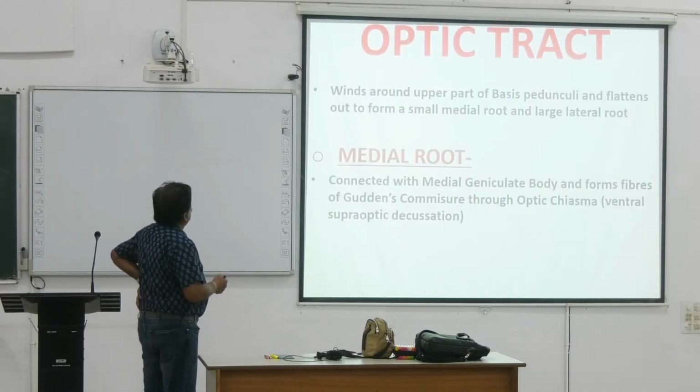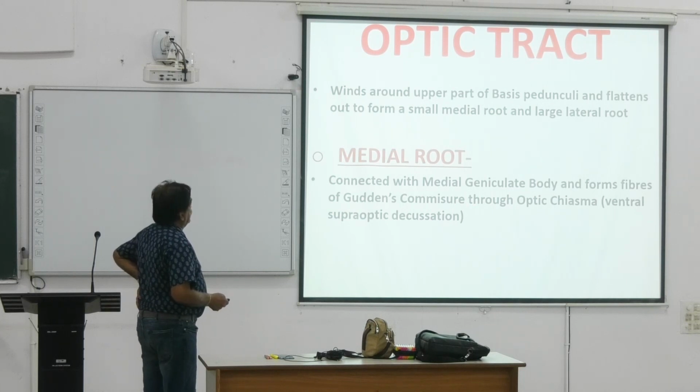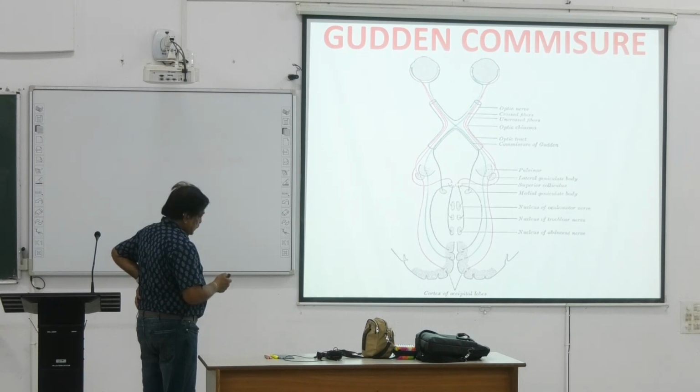The optic tract winds around the upper part of the basis pedunculi and flattens out to form a small medial root and a large lateral root. The medial root is connected with the medial geniculate body and forms fibers of Gudden's commissure through the optic chiasma, ventral supraoptic decussation. In the optic tract, macular fibers, crossed and uncrossed, occupy the dorsolateral aspect. Upper peripheral fibers, crossed and uncrossed, are medially situated, upper retinal fibers, and lower retinal fibers, lower peripheral fibers are laterally situated. This is Gudden's commissure.